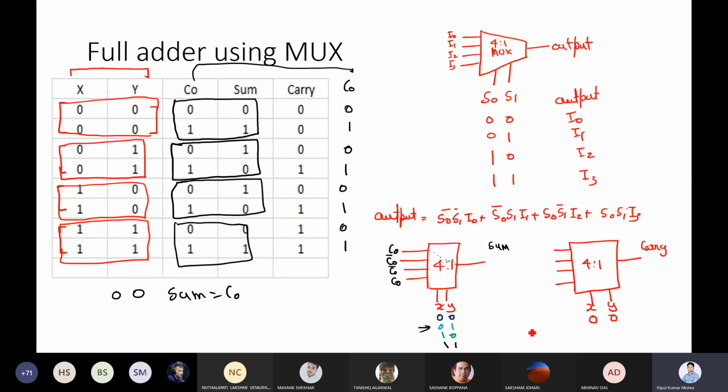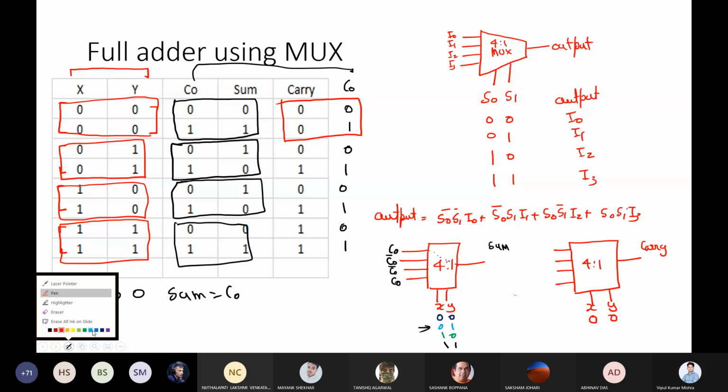Now once you have 0, 0 value, x and y 0, 0, definitely you will look for this pair. So when your x and y is 0, 0, what will be the carry out value? It will be 0. It is not depending upon C0. Either C0 is 0, then also 0. If C0 is 1, then also it is 0. So in both cases it is 0. So you will say here the input will be 0.